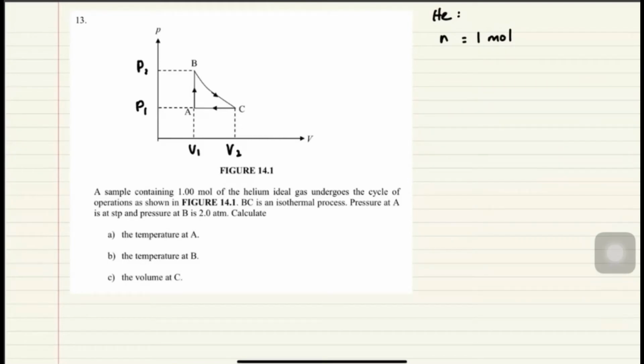Okay, dia kata pressure at A, so your P1 is at STP. STP maksudnya berapa pressure dia? 1 atm. STP pressure is at 1 atm. Okay. So maksudnya P1 is 1 atm. P2 is at 2 atm.